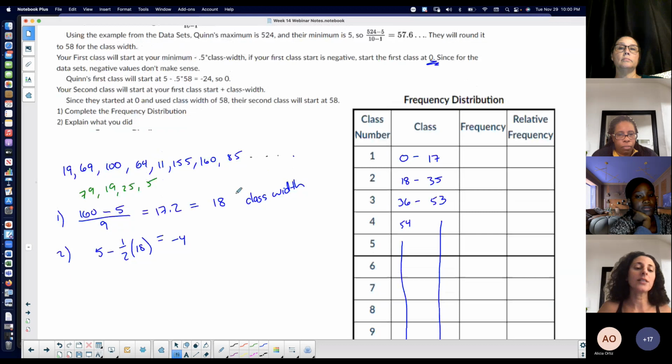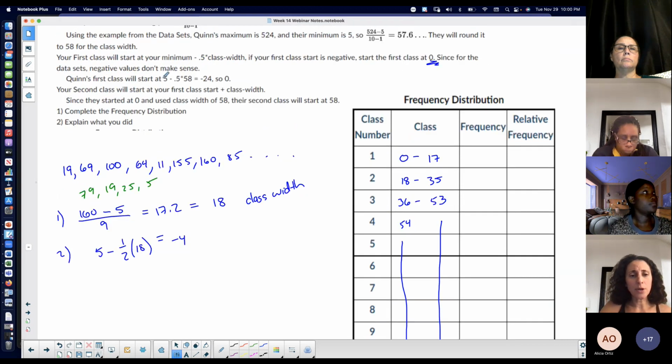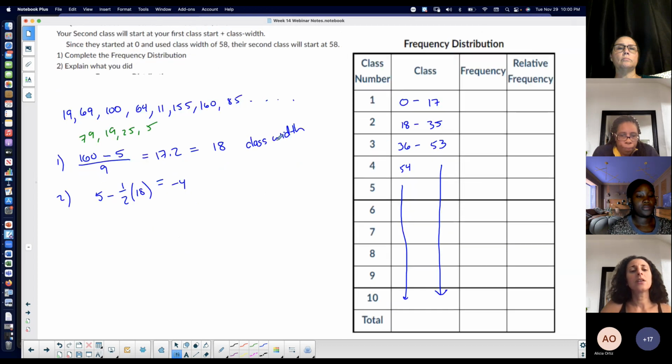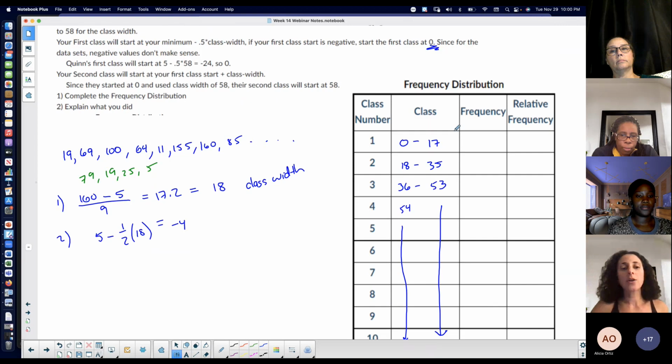When you're describing your process, to find the lower class limit of the first class, I did my minimum minus half of my class width. Since my value was negative, I started my first class at 0. To find the lower class limit of the next class, I added my class width 18 and continued to do that to find all my lower class limits until I reached the last class. My upper class limit was found doing a similar method.